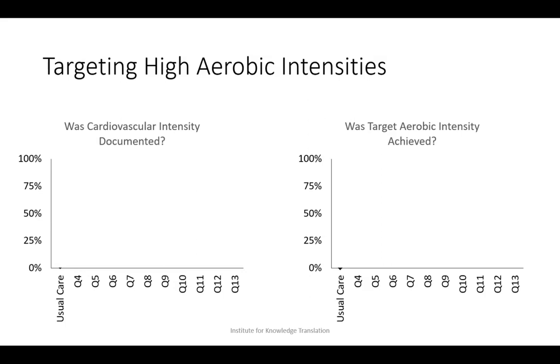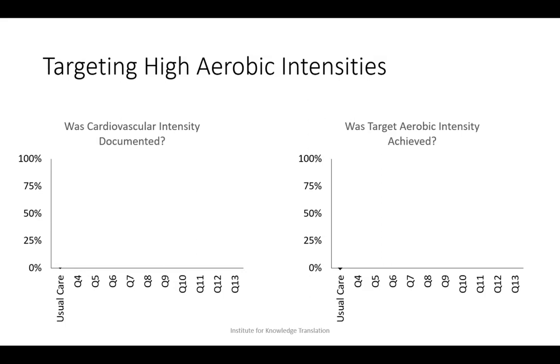And then whether the target aerobic intensity was achieved. That could be either heart rate or RPE: achieving at least 75% of age-predicted max, or at least an RPE of 15 on that 6 to 20 scale. If intensity was not documented, we assumed that the target intensity was not achieved, the idea being that if you didn't document intensity, you probably weren't monitoring it and focusing on it.